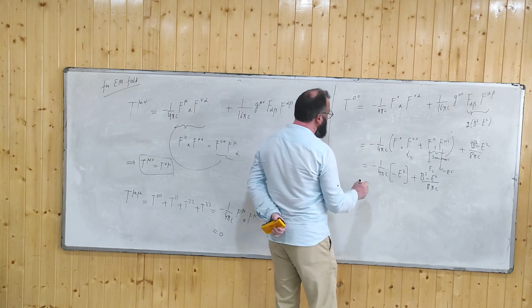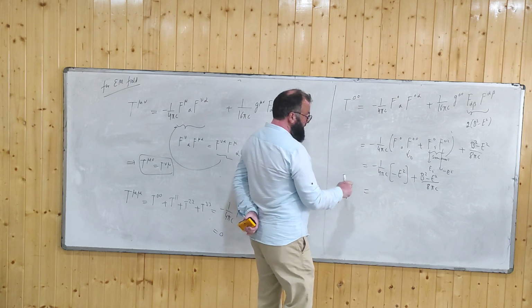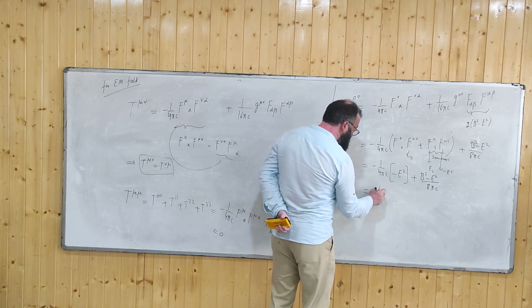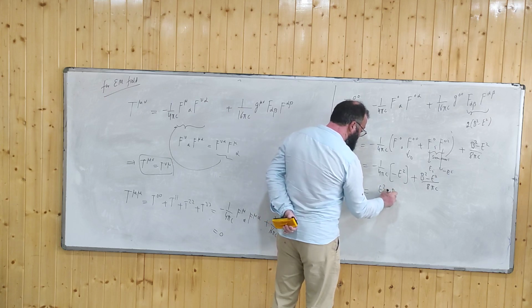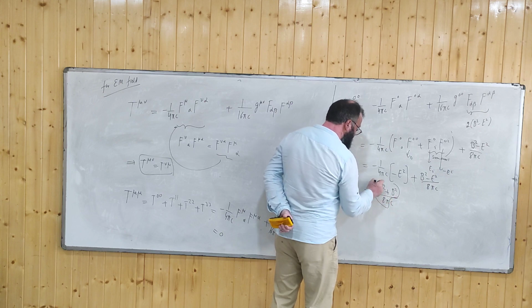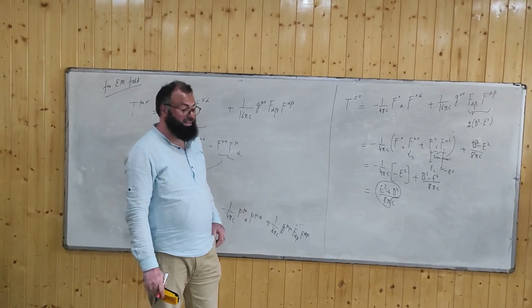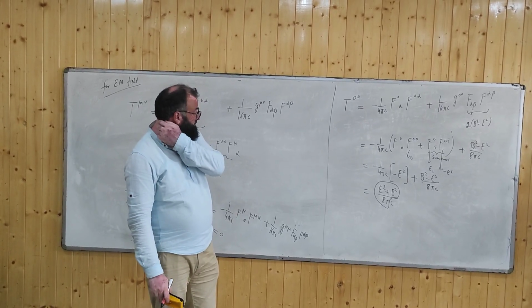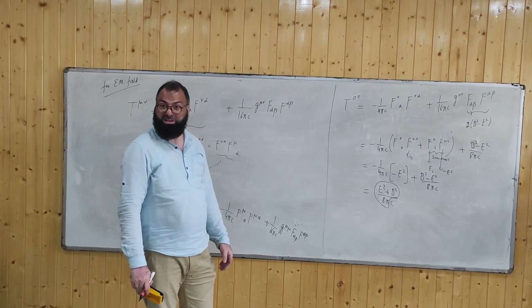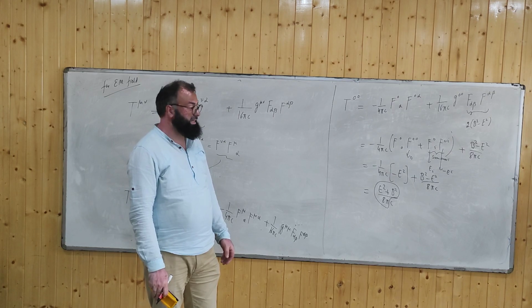Now tell me what it gives me. It gives me simply E square plus B square divided by 8 pi C. What is this object? What is the energy density of the field? E square plus B square. So it is the energy density.